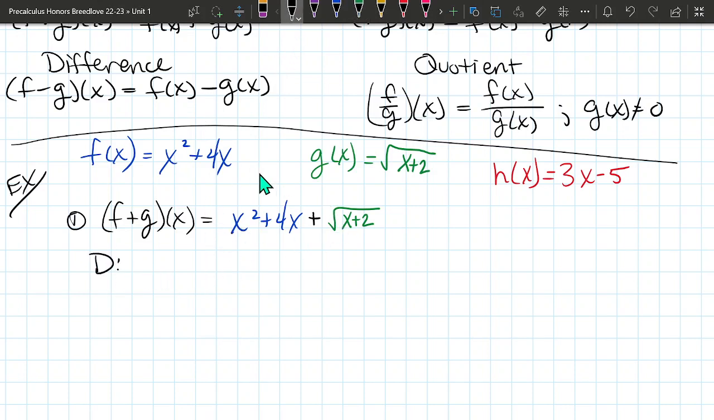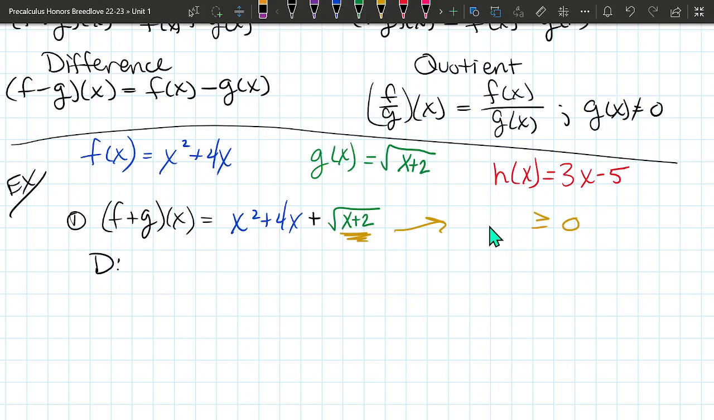So the domain for the f function is all real numbers, but the domain for the g function is not. We can't do the square root of anything less than 0, because we're not going to graph imaginary numbers on a coordinate plane. So the square root of x plus 2 has to be greater than or equal to 0. We just wanted what's underneath.